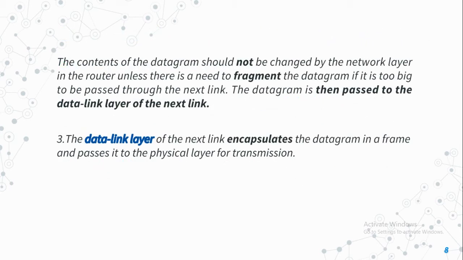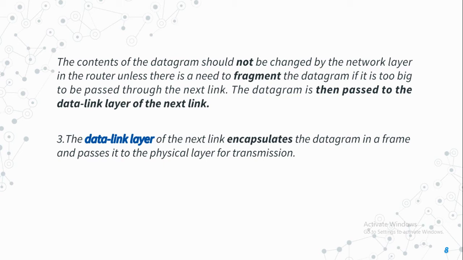So here it is the datagram. It should not be changed by the network layer unless there is a need for fragmentation. If the packet is too big to transmit, then it will do the fragmentation. Then the datagram is passed onto the data link layer of the next link, not in the same link. The data link layer of the next link will do the encapsulation process, putting the datagram in the frame, and passes it on to the physical layer for transmission.